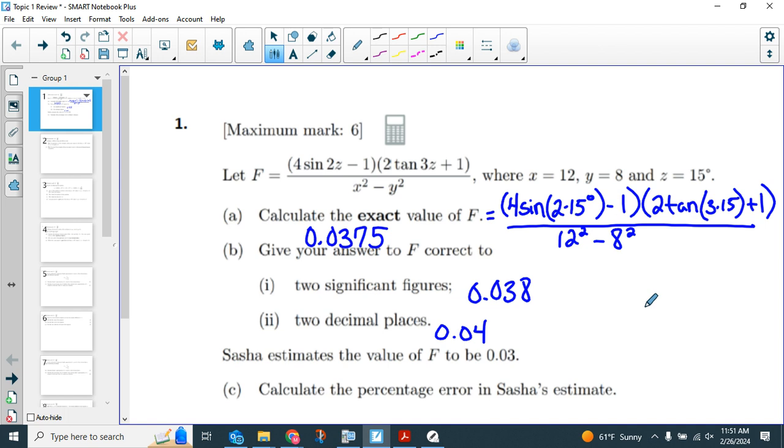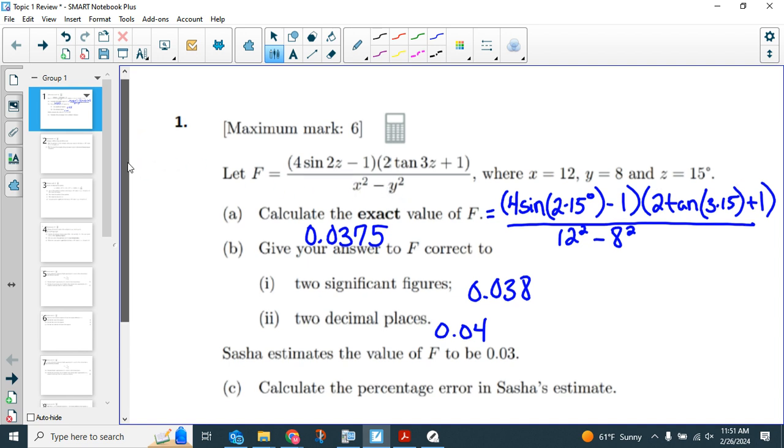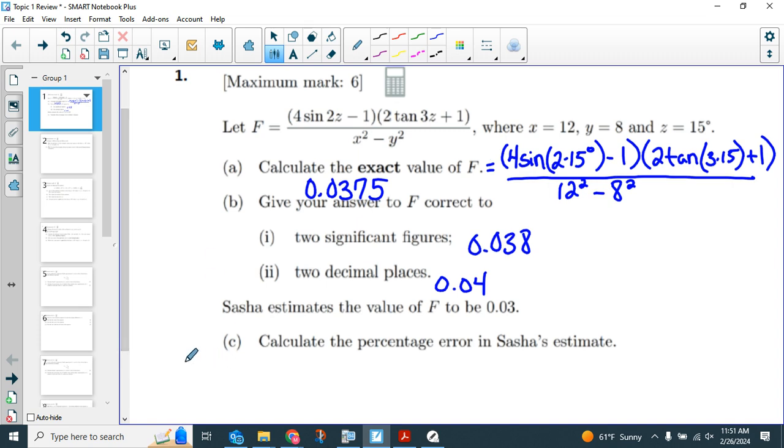All right, Sasha estimates the value of f to be 0.3. Calculate the percentage error in Sasha's estimate. Okay, so percentage error is equal to the approximate value minus the exact value, divided by the exact value. Of course, the absolute value of this, we don't care whether it's positive or negative. And then we multiply that by 100% to get a percentage.